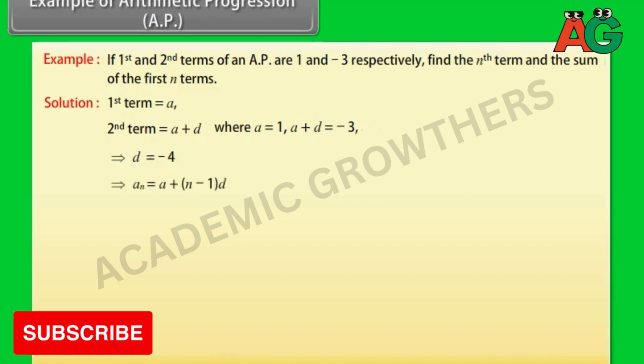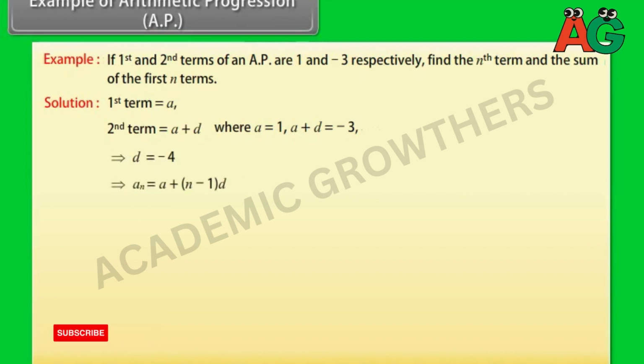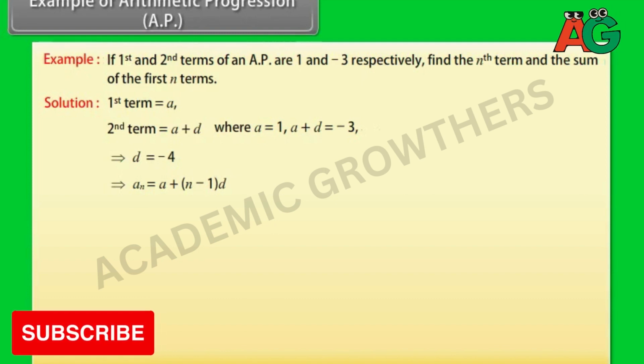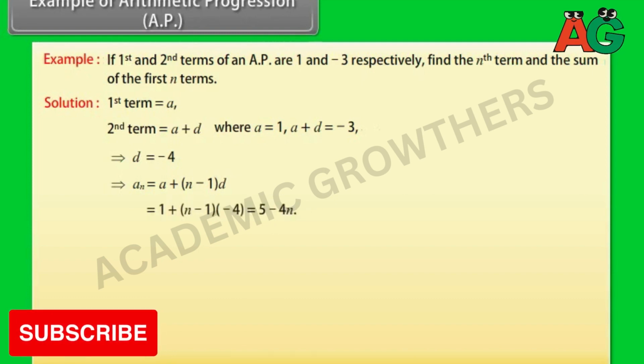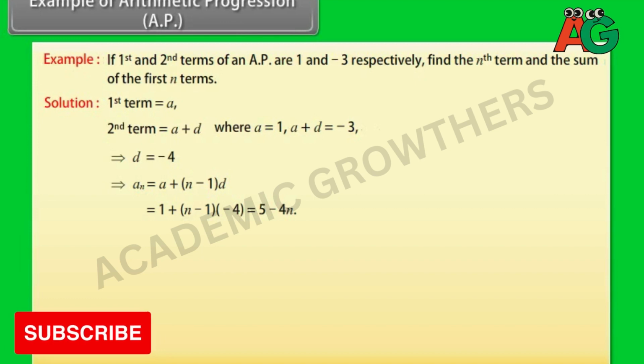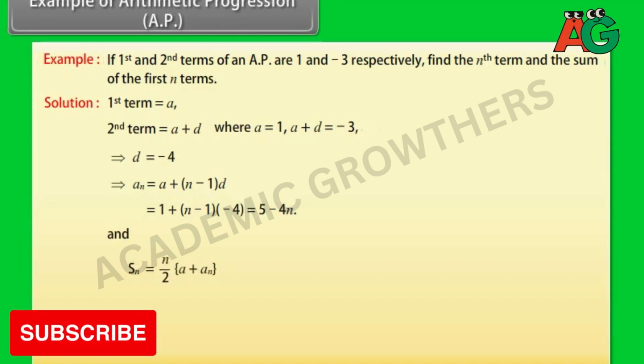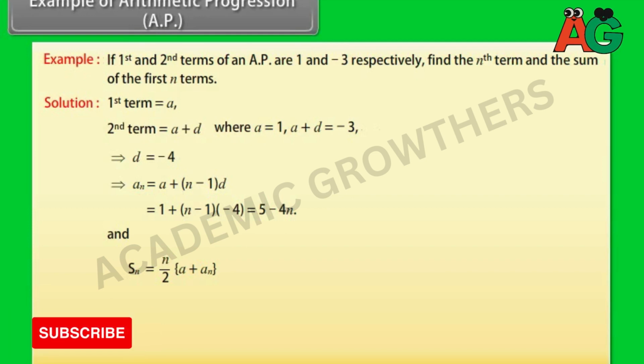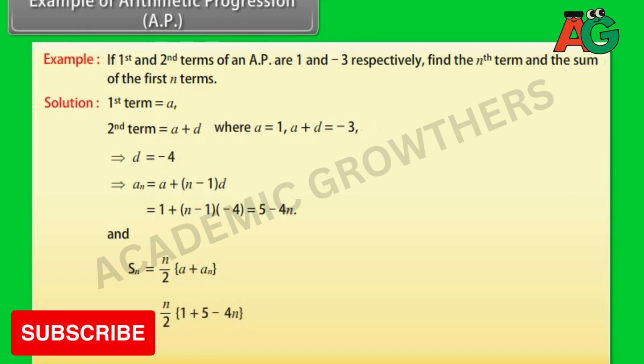It implies An is equal to A plus n minus 1 into D, which is 1 plus n minus 1 into minus 4, is equal to 5 minus 4n, and Sn is equal to n by 2 into A plus An, which is n by 2 into 1 plus 5 minus 4n. It gives Sn is equal to n into 3 minus 2n.